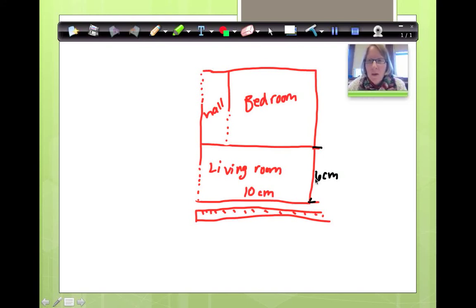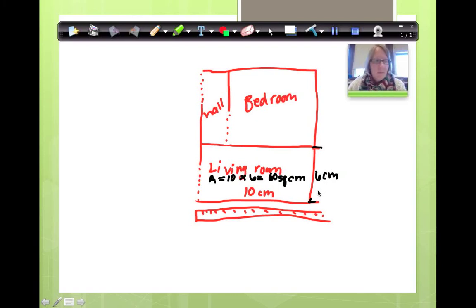If I'm going to find the measurement of the area on my paper, I'm going to find that this living room is a 10 by 6. Okay, so this area, I'm going to write it really little, is a 10 by 6, which means that it is 60 square centimeters.